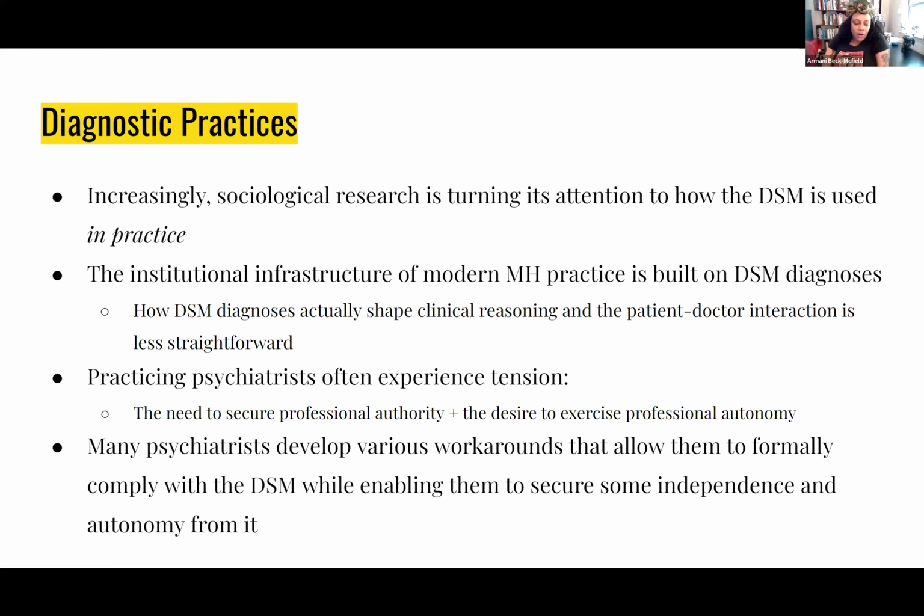So using alternative diagnostic systems is one way that psychiatrists will do this. And then they'll translate their own scale into the DSM. They might fudge diagnoses on paperwork, so maybe saying that somebody is bipolar instead of borderline, for example, to help them get a certain treatment, but the DSM wouldn't recognize them as that. Negotiating diagnoses with patients.